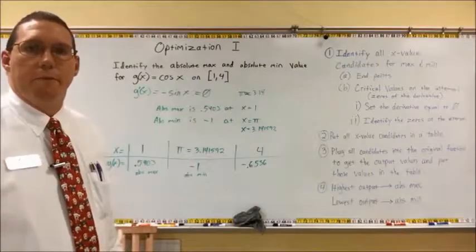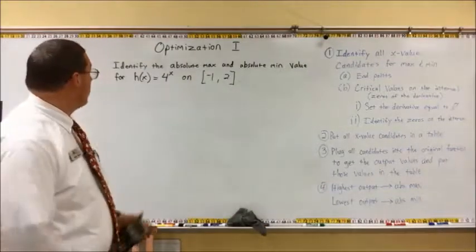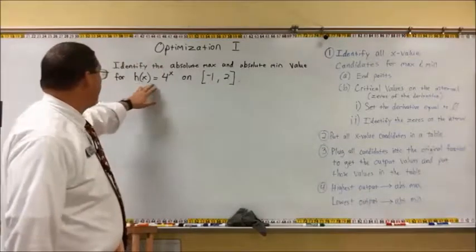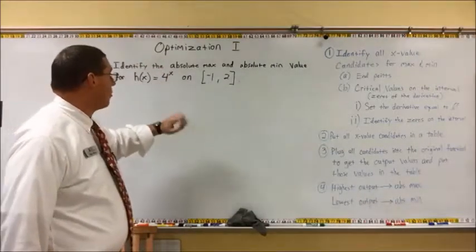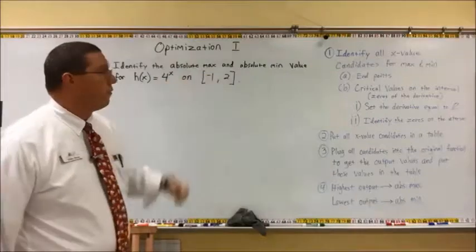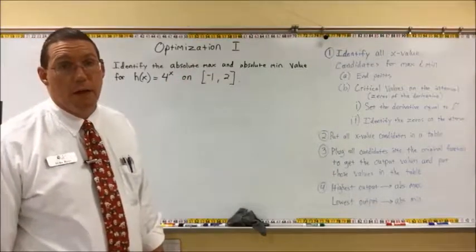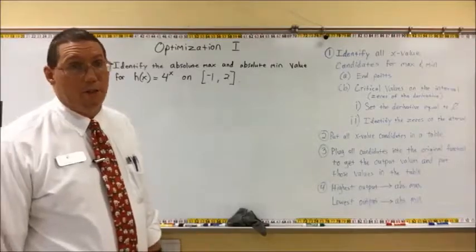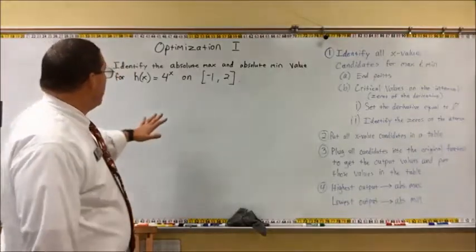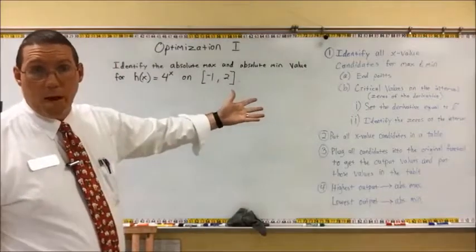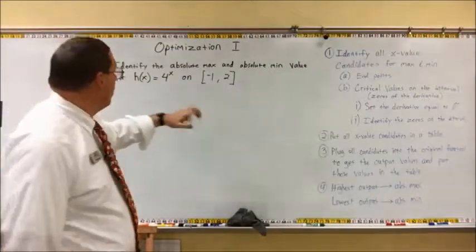Let's do another example. All right, here's another example. It says identify the absolute maximum and the absolute minimum value for h of x equals 4 to the x power on the interval from negative 1 to 2. Now I know something interesting about this function, but I'll give it away in just a little bit. But we're on a closed interval, so that's good. So we're halfway to the extreme value theorem.